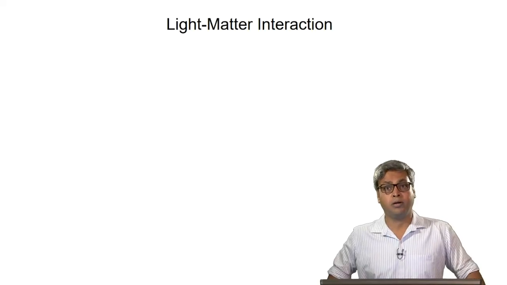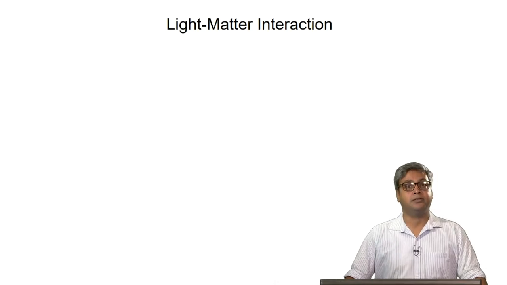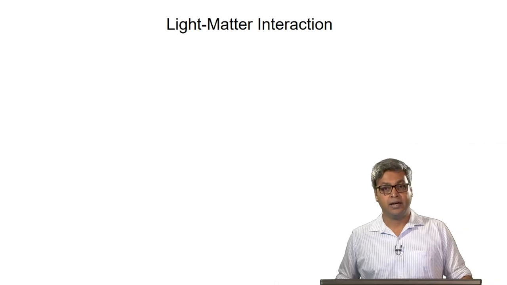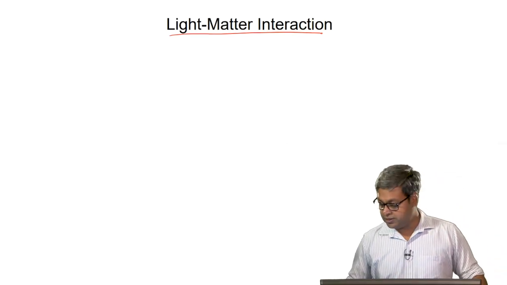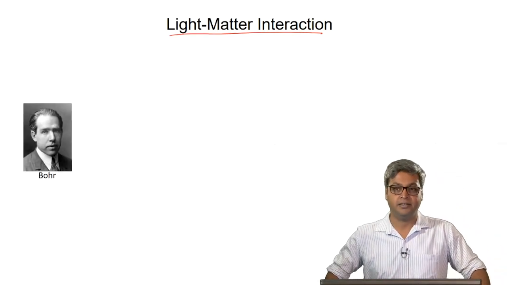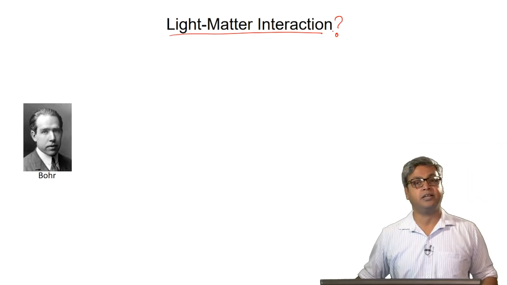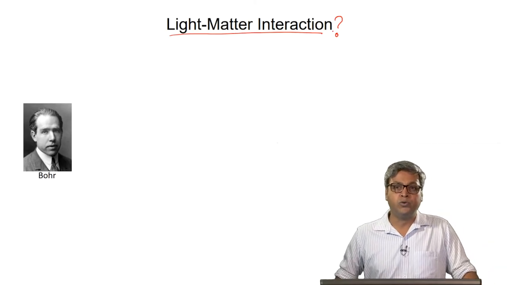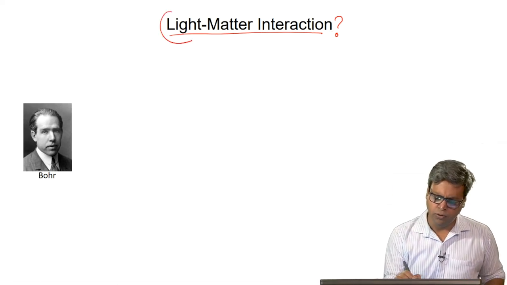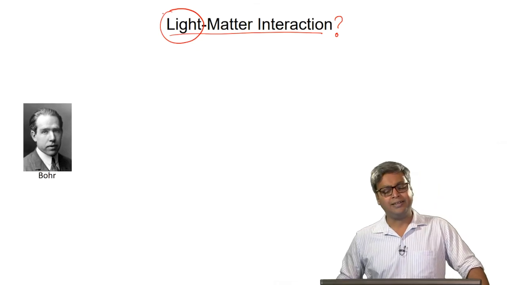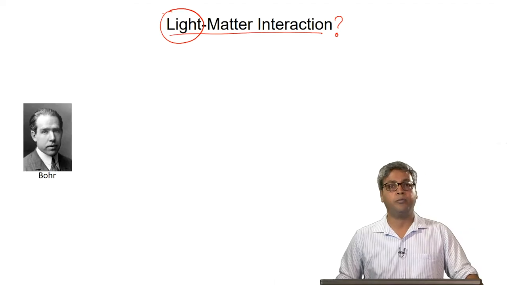Because we just talked about absorption and emission, we can understand that when light falls on matter, light interacts with matter. The explanation of light-matter interaction was first given by Niels Bohr in 1913. So, the obvious question is, what is the nature of light-matter interaction? But before we go into light-matter interaction, let us spend some more time on light. I have mentioned light is an electromagnetic wave, or in other words, light should have wave-like properties.